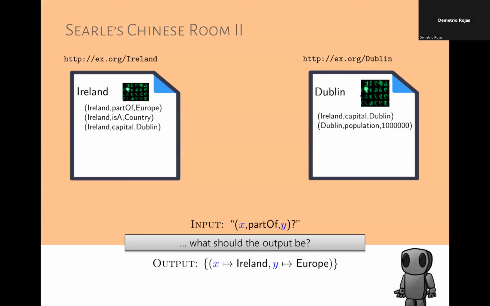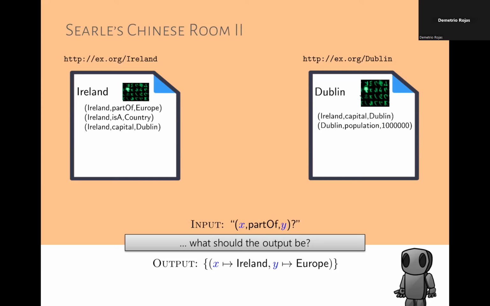So in the humans, if we understand this from a human perspective, it looks like what we've asked the machine is X part of Y, and then we get X maps to Ireland and Y maps to Europe. However, if we look at these data from a human perspective, we could probably come up with more answers than this. We're missing some answers, right? So what answers are we missing?